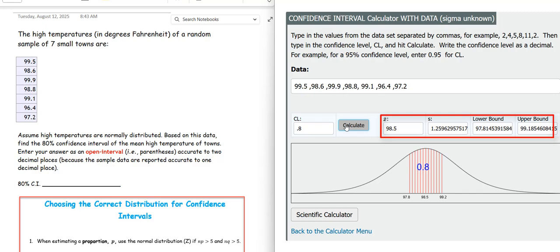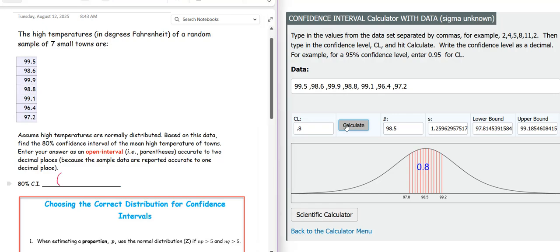And this problem wants accurate to 2 decimal places. So to 2 decimal places, our 80% confidence interval is 97.81, comma, 99.19. And that's it. That's all you have to do.